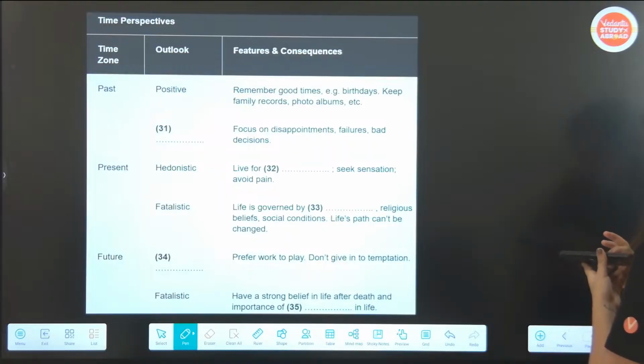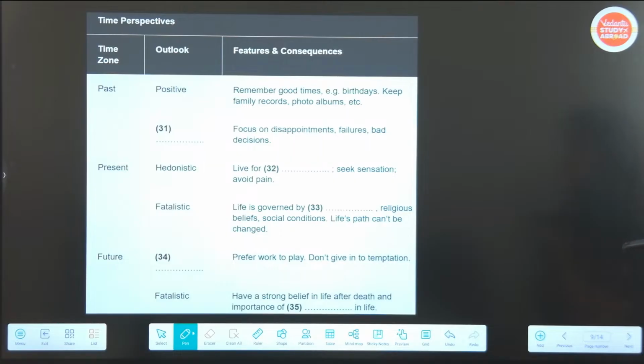Let's start. 31 to 40. Today, I'm going to be talking about time. Specifically, I'll be looking at how people think about time and how these time perspectives structure our lives. According to social psychologists, there are 6 ways of thinking about time, which are called personal time zones. The first 2 are based in the past.